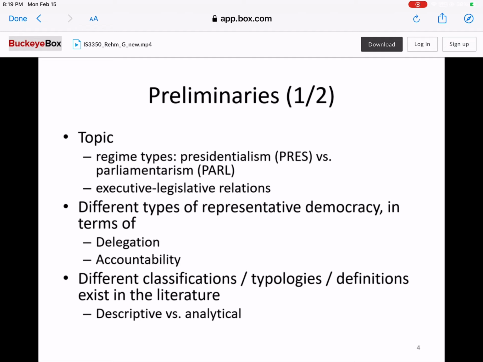These are different ways of representative democracy, so both are democratic, but they differ in terms of delegation and accountability. This is an important distinction that many scholars have explored, and there's a wide variety of different classifications and typologies and definitions in the literature. Some of them are more descriptive, some of them are more analytical. I will take a fairly simple and straightforward approach, and I will not expose you to all wrinkles of this debate.